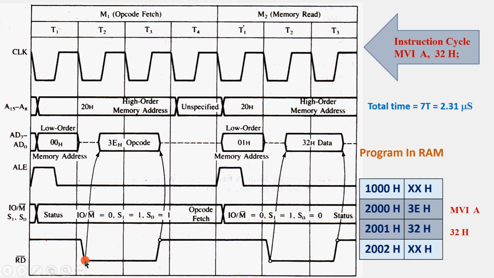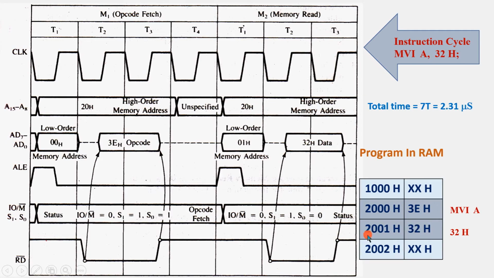So when the RD bar goes low here, this data is read, and see that here it is not 32 exactly, it is 3E. So 3E is read here, and 3E is the operation code. It indicates the operation that the second byte, the immediate byte data, is to be loaded, that 32 is to be loaded into the accumulator. But where is 32?